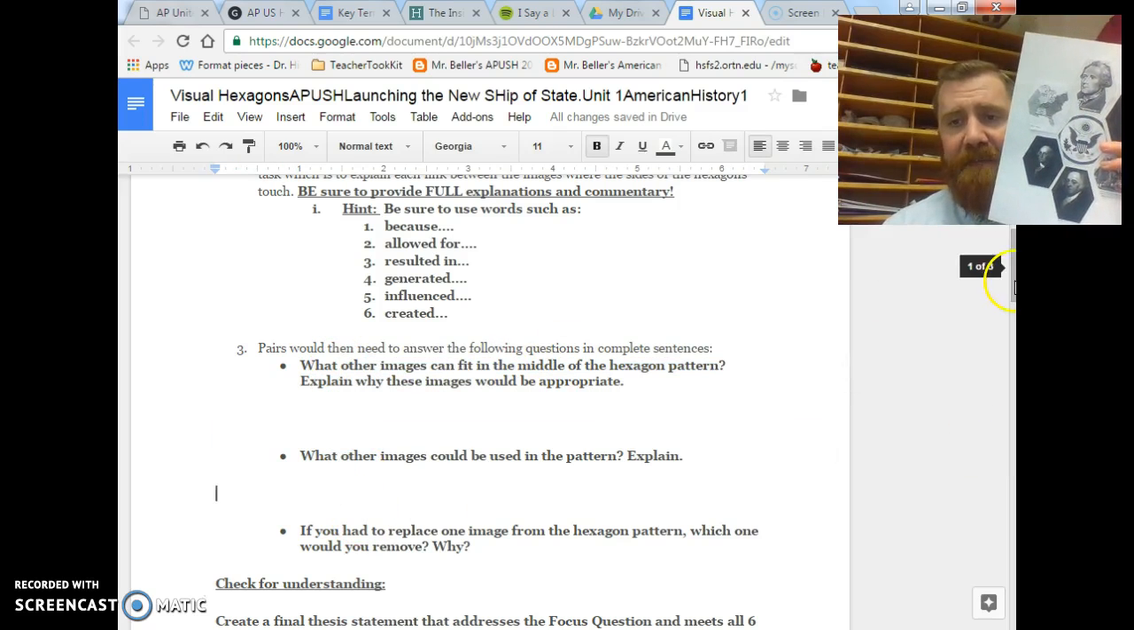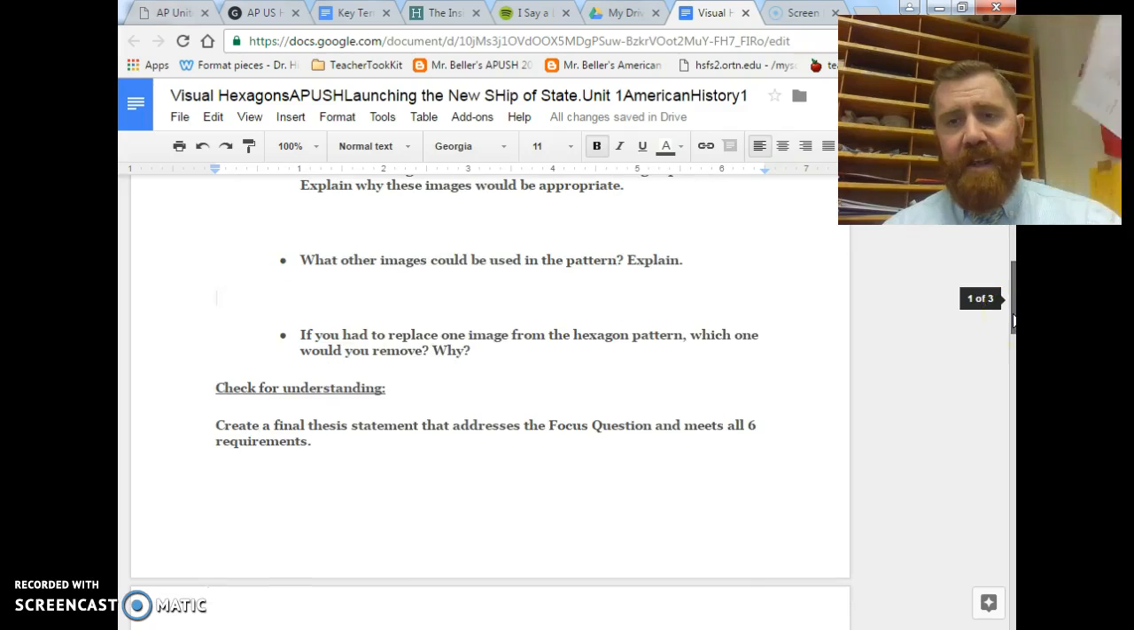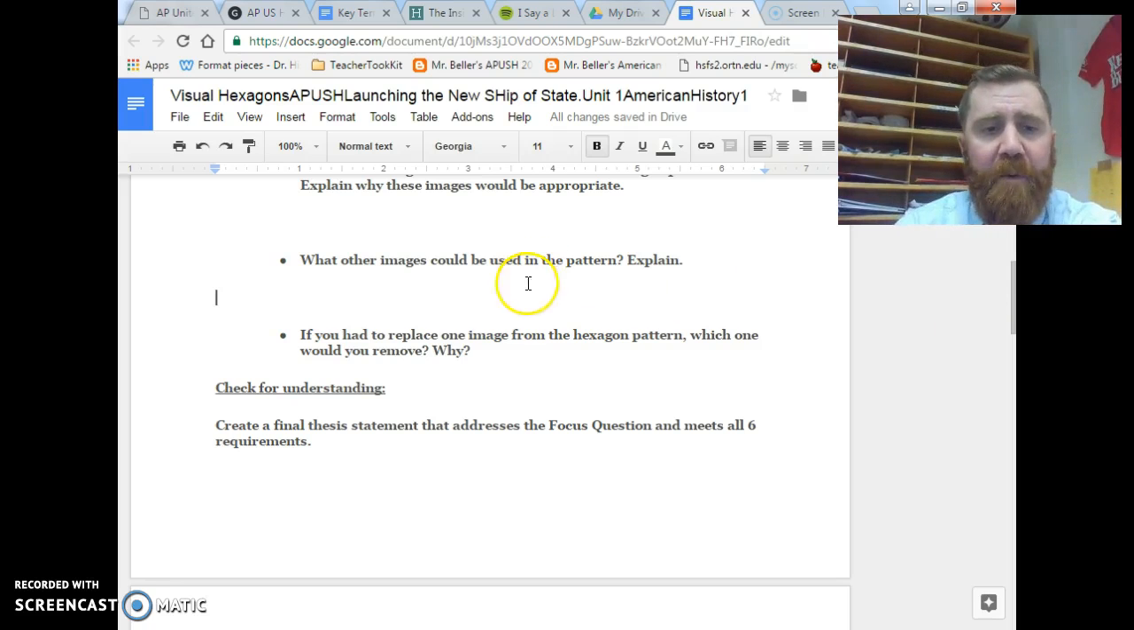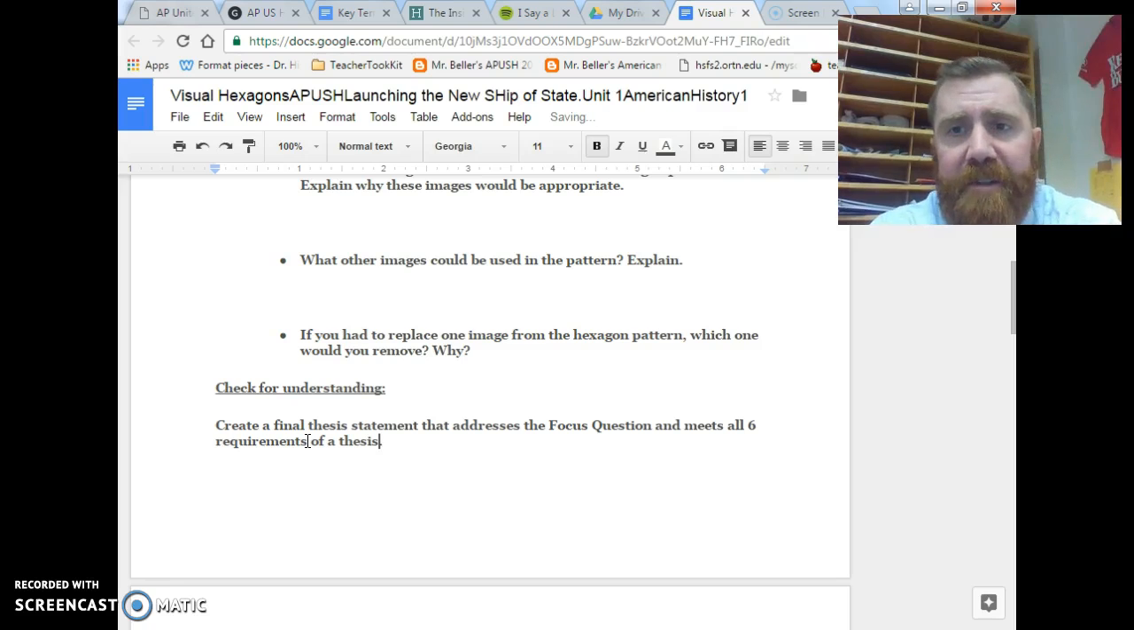And then finally, last but not least, a check for understanding. Create a final thesis statement that addresses the focus question and meets all 6 requirements of a thesis statement. Remember, you can find those 6 requirements on my blog. We've been using those 6 requirements for quite some time now.